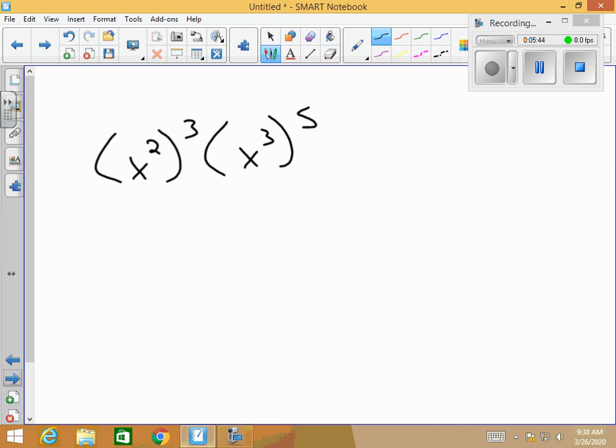Now our order of operations means parentheses go first. Well, in either set of parentheses, you really can't simplify anything. The x squared can't be simplified, nor can the x cubed. So we go to exponents next. Yes, I can take the 3, and I have 3 of those x squareds, which means I have x to the 6th. I'm going to leave those in parentheses for just a second, and I'll explain why I did that. So I go to the next set of parentheses, which also has an exponent of 5. So x to the 3rd raised to the 5th is actually x to the 15th.